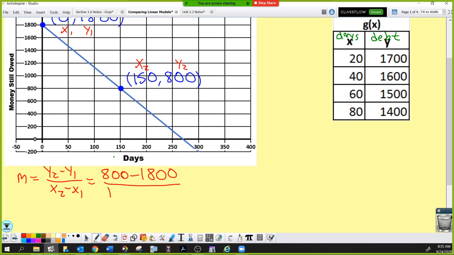divided by 150 minus 0. That gives me negative 1,000 over 150. Now, the way that we were doing this before, when I was making you analyze your slope, was I was telling you to actually divide them and get a decimal. So do that here too. So I grab my handy dandy calculator. 1,000 divided by 150 gives me negative 6.6 repeating.